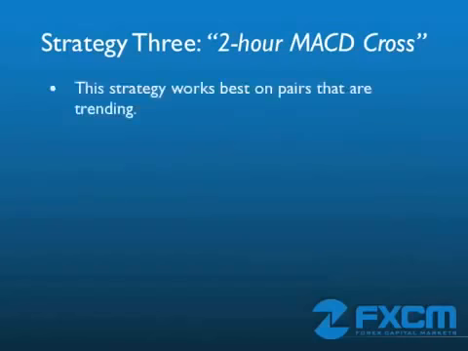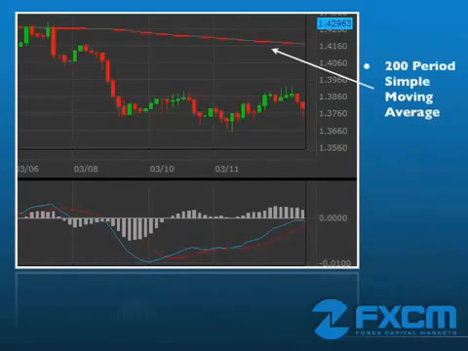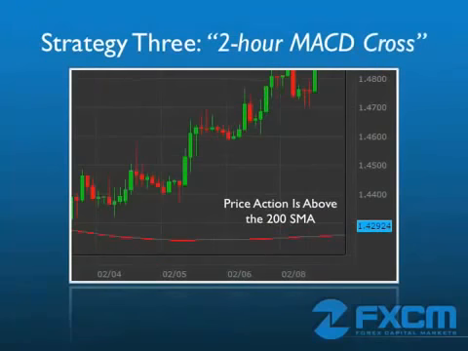Now let's take a look at our last strategy. In my opinion, this strategy works best on currency pairs that are trending. For this example, we're going to pull up a 2-hour pound-dollar chart and apply two technical indicators. A 200-period simple moving average, which is added to help me locate the direction of the trend, and a MACD, which is designed to identify trend changes.